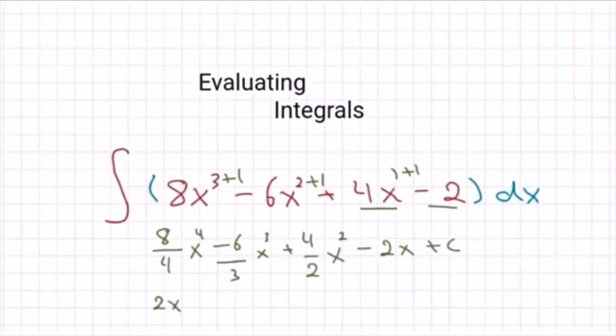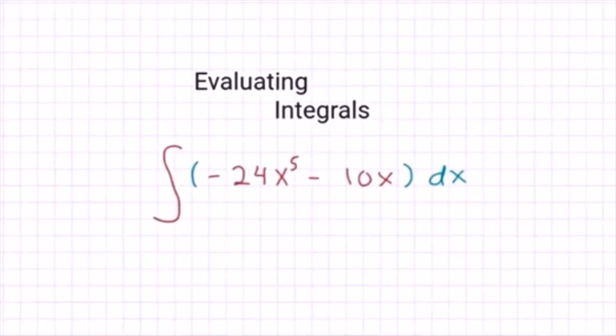2x to the power of 4. Negative 2x to the power of 3. 2x to the power of 2. And then we're going to put down the negative 2x plus c. And that's our final answer.